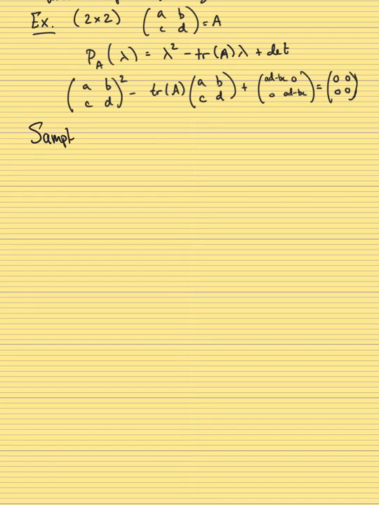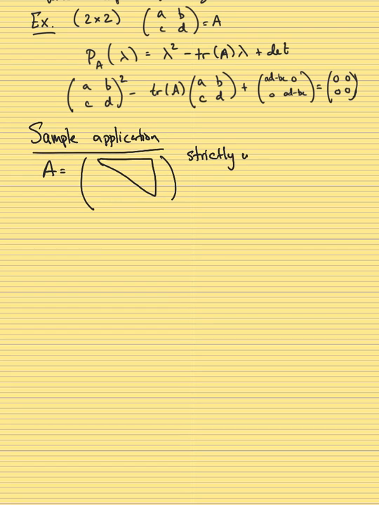Let me give you a sample application, or maybe I'll give you 2 applications here. So here's one: if you take A to be any n by n matrix, and let's say that it's strictly upper triangular, what this means is that there are zeros along the diagonal and zeros below. So a good example would be a, b, c on the top, and 0 everywhere else. And let's just say this is n by n.